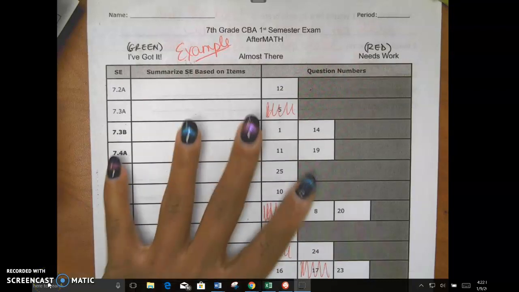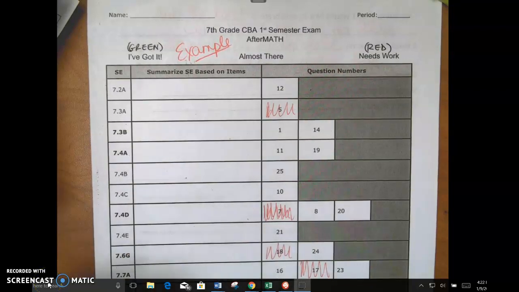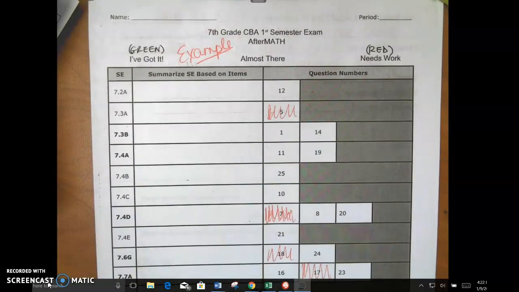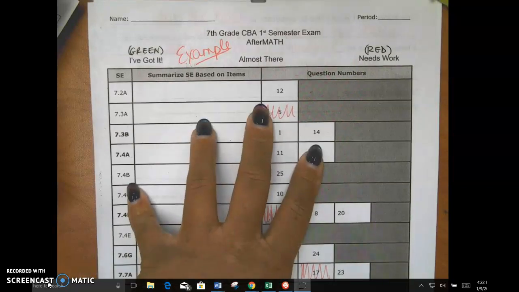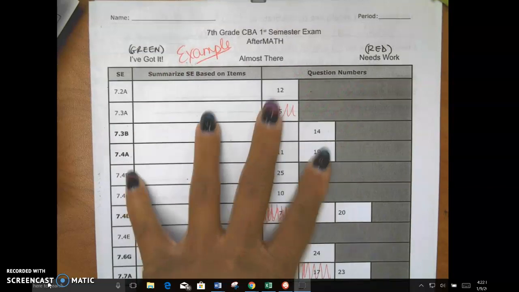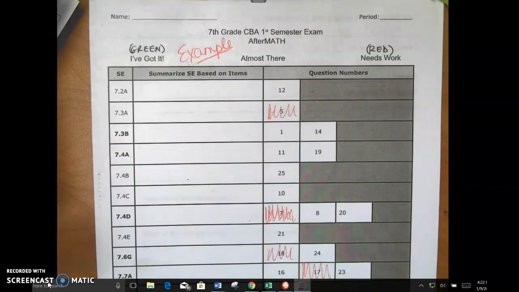Okay, guys, really quickly, for what I'm looking for when you turn in your aftermath tomorrow is the detailed explanation as to why you got these questions wrong and how to get them correct in the future. So this is the old school way that I have you correcting your tests. You used to be able to do test corrections, but we can't anymore. So now we have retakes, but we can't necessarily retake the semester exam. So I want you to be able to get a higher grade toward your following grading period, which is the third grading period.